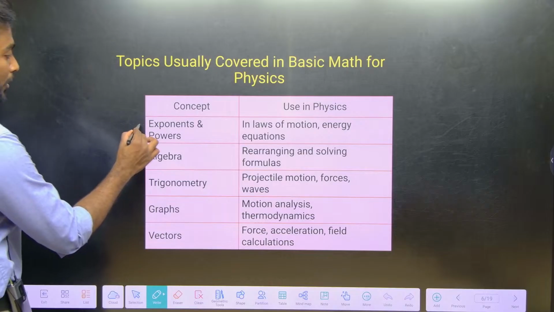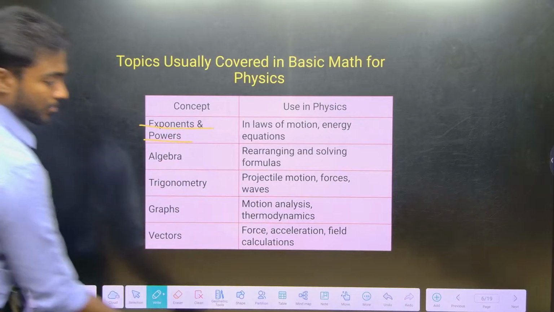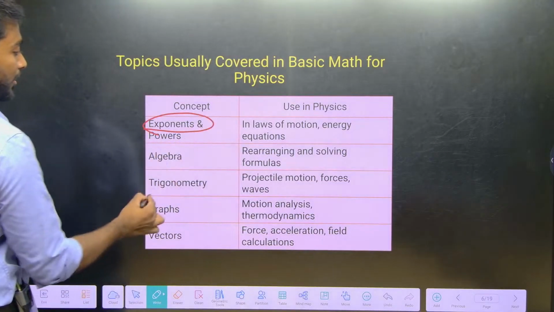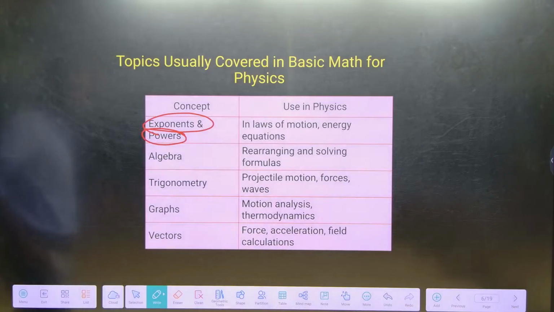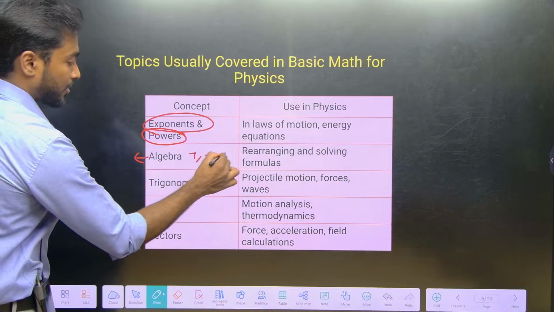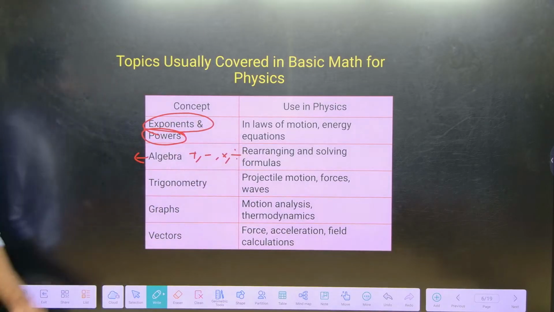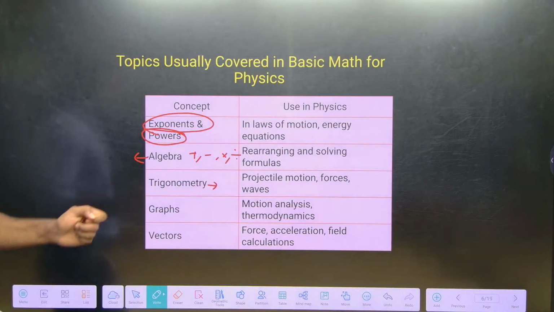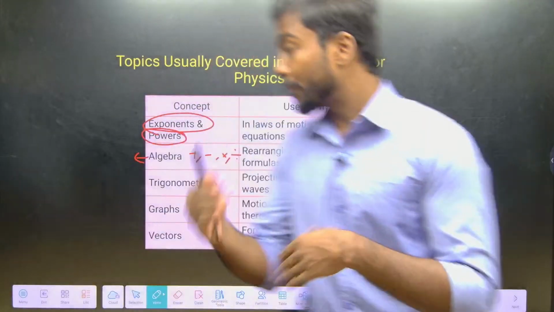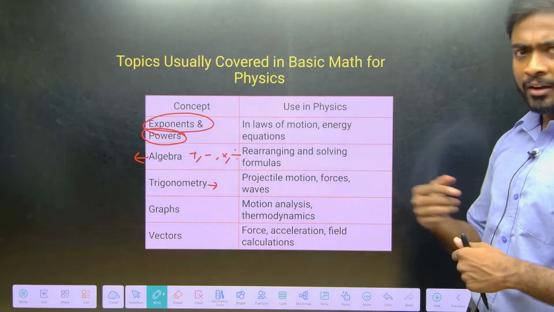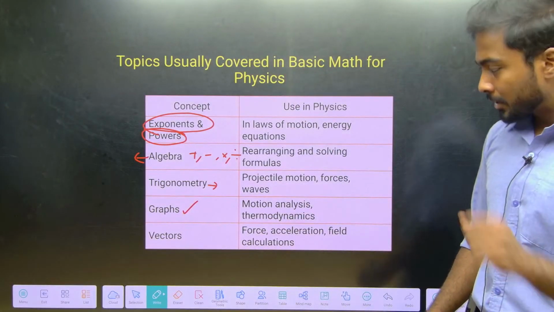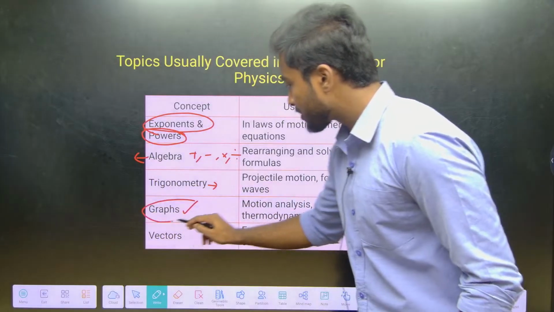Okay, the exponents and powers we are going to study, then algebra. Algebra means the operations: plus, minus, multiplication, division, right? Then trigonometry. In the previous class Abhilasha would have told you what trigonometry is, and we will see it once again in physics class also. Then graphs, a major thing, important in physics. Many questions have been asked from graphs.